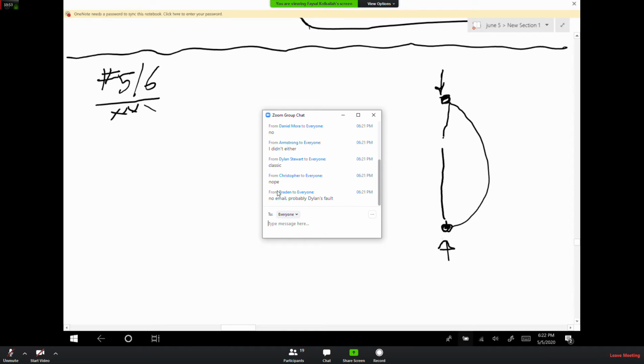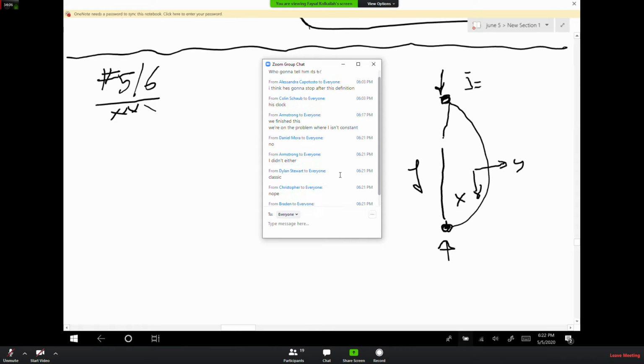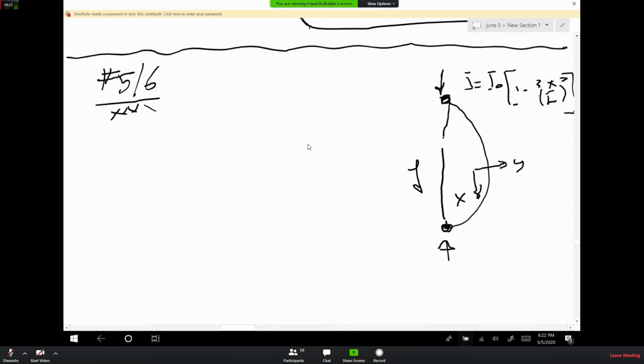I'm sorry, I ordered a new pen, but it didn't arrive, so I'm a little bit in trouble. So here is Y, here is X, here is L, and here I is variable. Function of X is I0 times 1 minus 3X over L. So now you know these are the homework problems anyway.